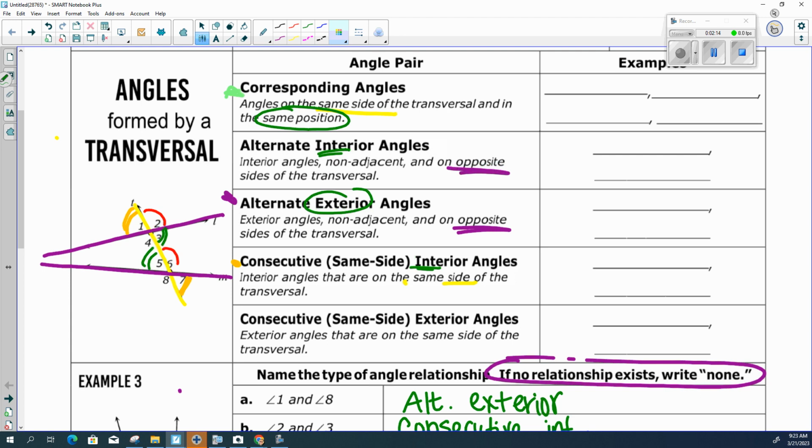Interior, but they're on the same side. I'm going to pick all the different colors today. So 4 and 5. Same side, in-house.